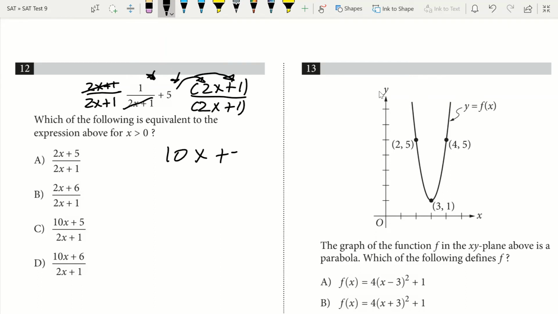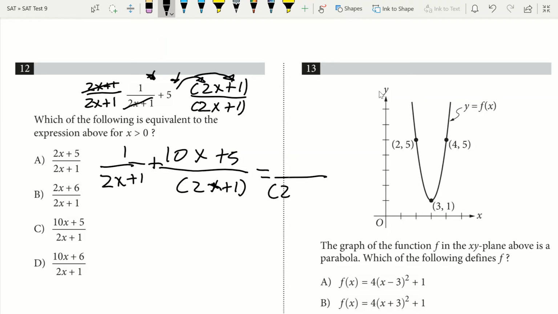So now I have 10x plus 5, and remember I have this 1 over 2x plus 1 on the left side, plus (10x plus 5) all over 2x plus 1. So you can see now I have that common denominator. So now I can go ahead and add what's up top and keep what's on bottom. On bottom, I'll still have 2x plus 1, and on top, I'll have 10x plus 5 plus 1, which is the same as 10x plus 6. So my final answer will be (10x plus 6) over (2x plus 1), which is answer choice D.